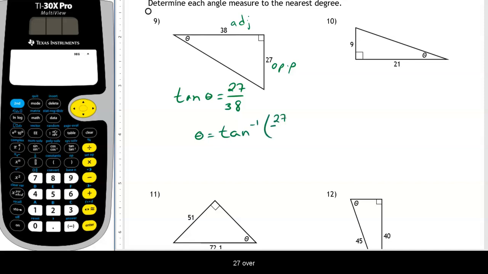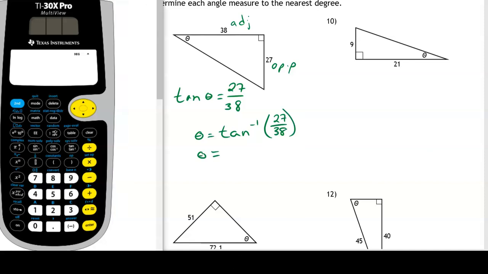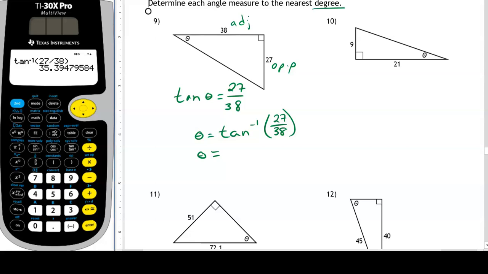So theta would then equal, I'm going to type that in my calculator, so inverse tangent. It already gave me my parentheses, so then I can just do 27 divided by 38 and close my parentheses. And we are again rounding to the nearest degree, so that would be 35 degrees.